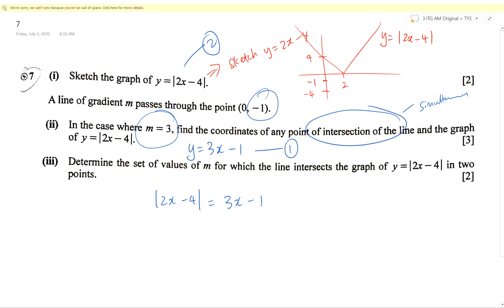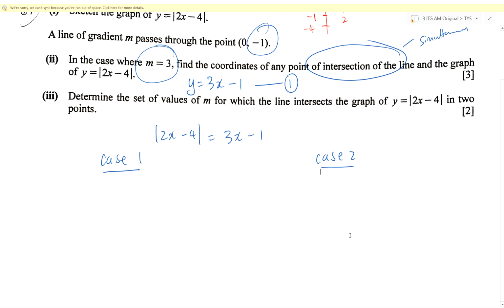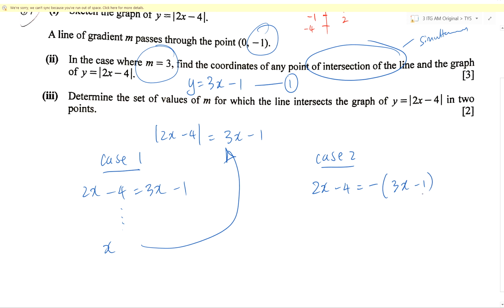Solving modulus, pretend the modulus doesn't exist. That will be case number 1. Case number 2, remove the modulus but change all the signs. So case number 1, pretend it doesn't exist: 2x minus 4 equals 3x minus 1. Solve, get your x value, and substitute it back in here to see if it makes sense. Case number 2: 2x minus 4 equals, change all the signs on the right hand side. Or if you change on the left hand side, it doesn't matter, it is the same thing. Get your x value, substitute, see whether they make sense or not.